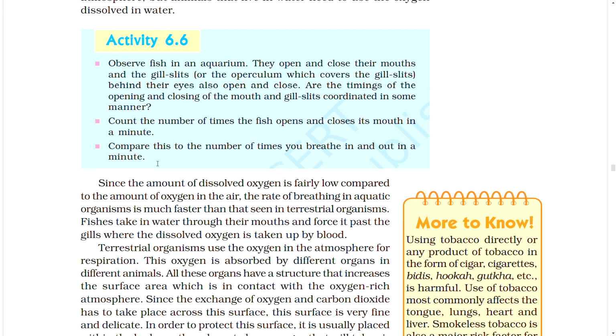Activity: observe fish in an aquarium. They open and close their mouths and the gill slits, or the operculum which covers the gill slits, behind their eyes. Is the timing of the opening and closing of the mouth and gill slits coordinated in some manner? Count the number of times the fish opens and closes its mouth in a minute. Compare this to the number of times you breathe in and out in a minute. Comment on this.